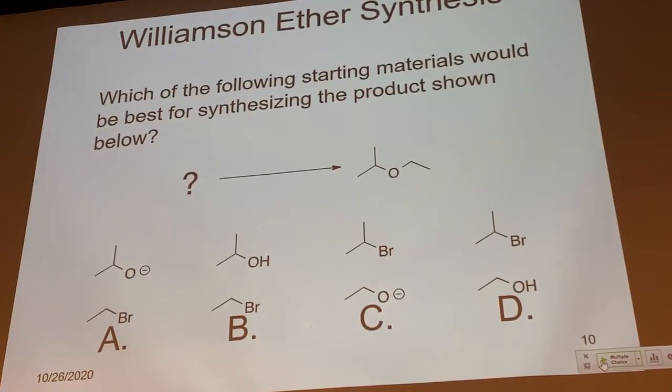Okay? Any questions about the Williamson ether synthesis? Yes.